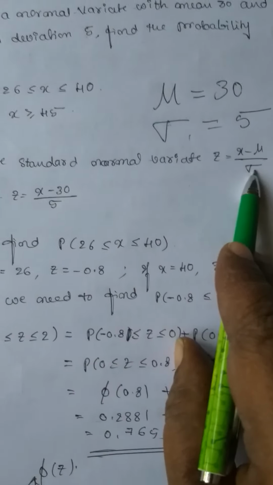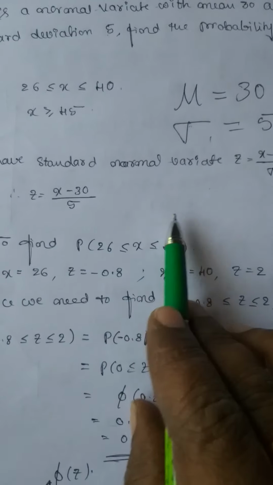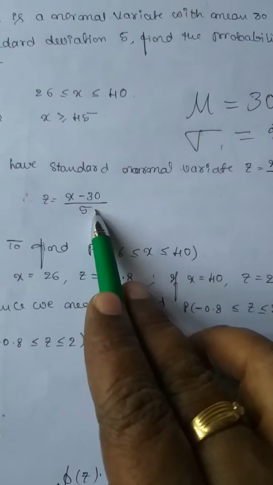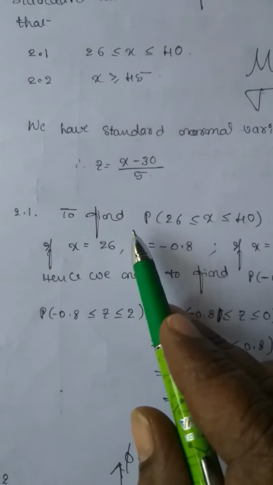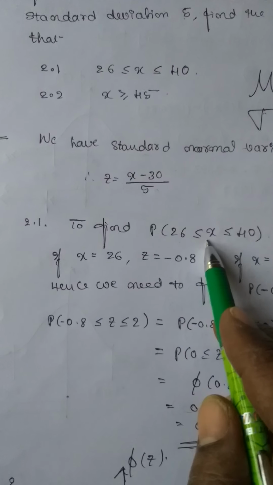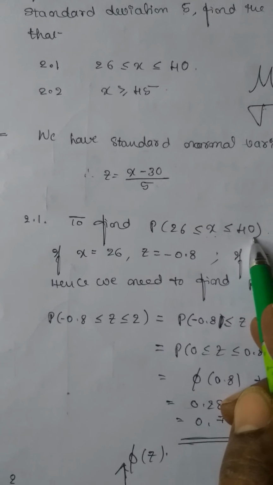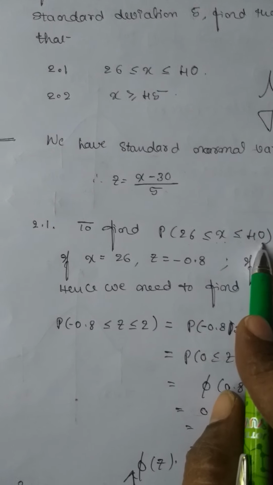So mu is given, sigma is given. I'm going to take z is equal to (x minus 30) divided by 5, as I have taken here. Now I'll come to the first sub-question. I have to find P of 26 less than or equal to x less than or equal to 40. Now I should calculate this in terms of z.